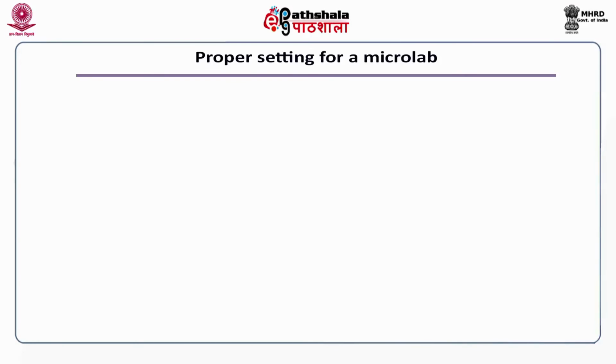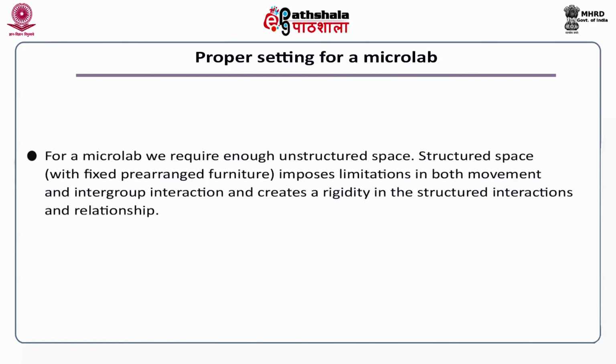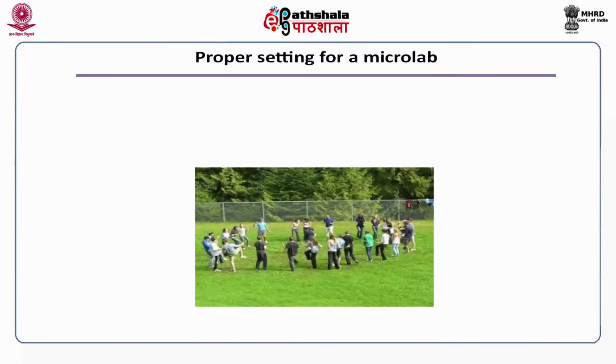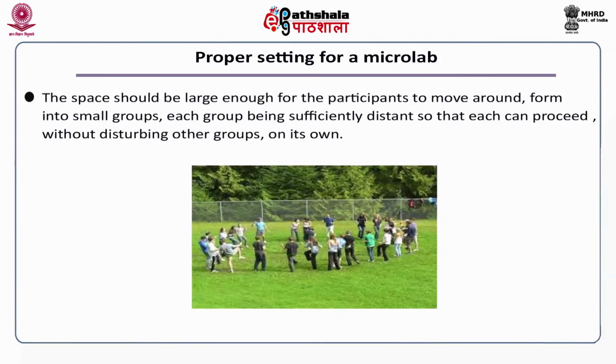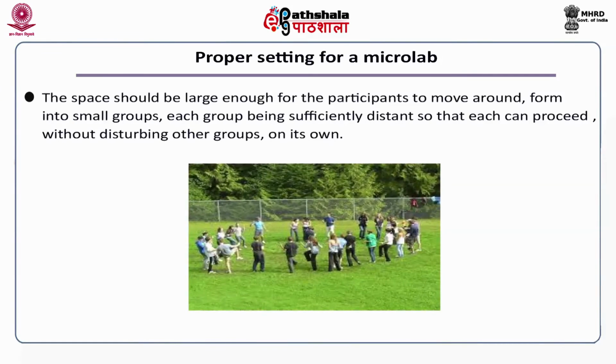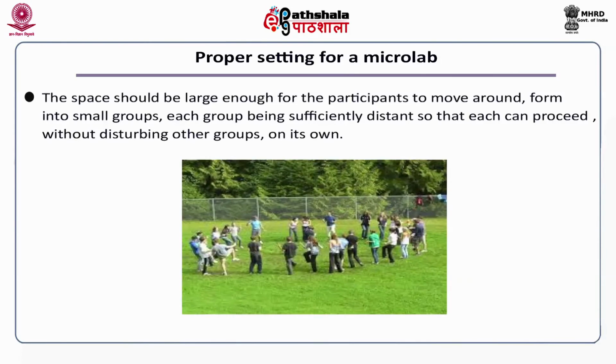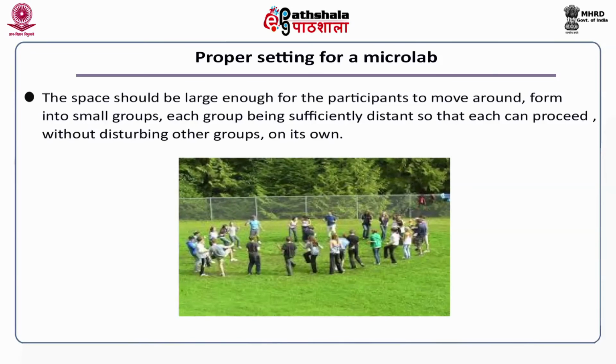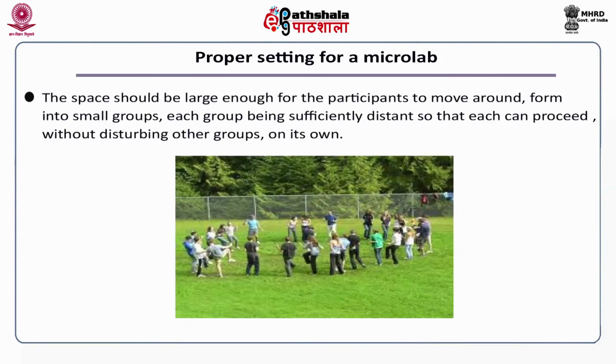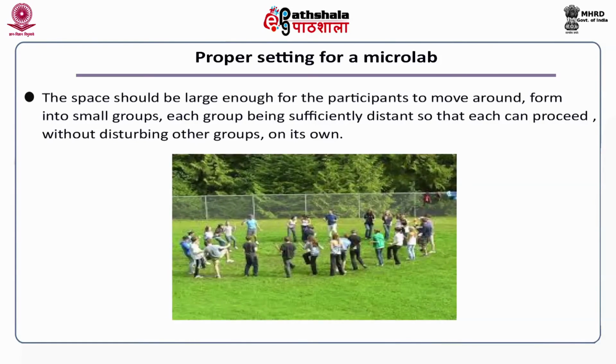Proper setting for a microlab. For a microlab, we require enough unstructured space. Structured space imposes limitations in movement and intergroup interaction, and also creates rigidity in the structured interaction and relationship. The space should be large enough for the participants to move around, form into small groups, each group being sufficiently distant so that each can proceed on its own without disturbing other groups.